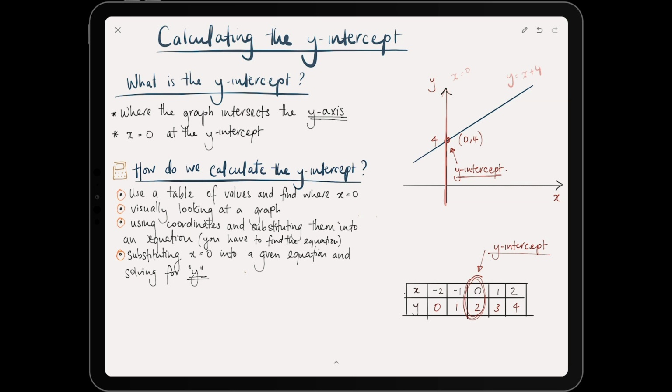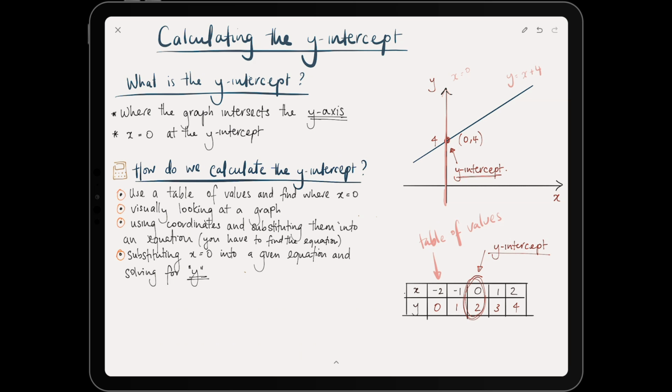One, we can use a table of values to find where x is equal to 0. Remember, our table of values is like the one that I've just identified. That's just an example of one. We've got our x values in the top row and the y values in the bottom row. When x is equal to 0, which I've circled here, we found that y is 2, therefore that's our y-intercept. The second option, we can visually identify it by looking at a graph.